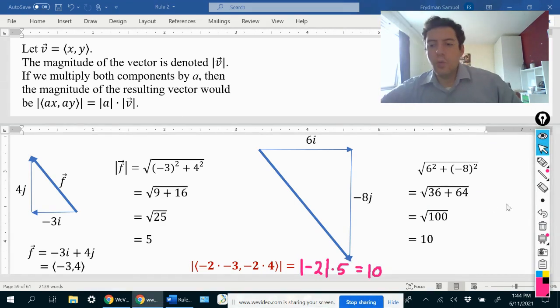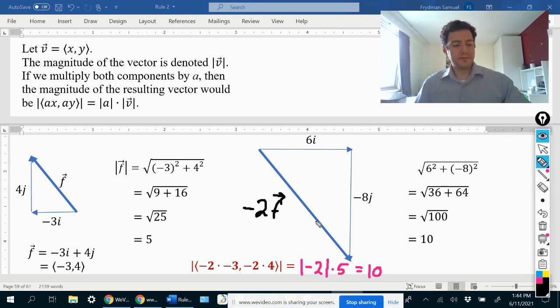All right, now what should we call this vector over here? We know what the components are, and we know what we did to get it, but what should we call it? Since we multiplied both of the components of vector f by -2, would it be correct to say that this vector is -2f? Is that correct? All right, so think about it on your own for a second.